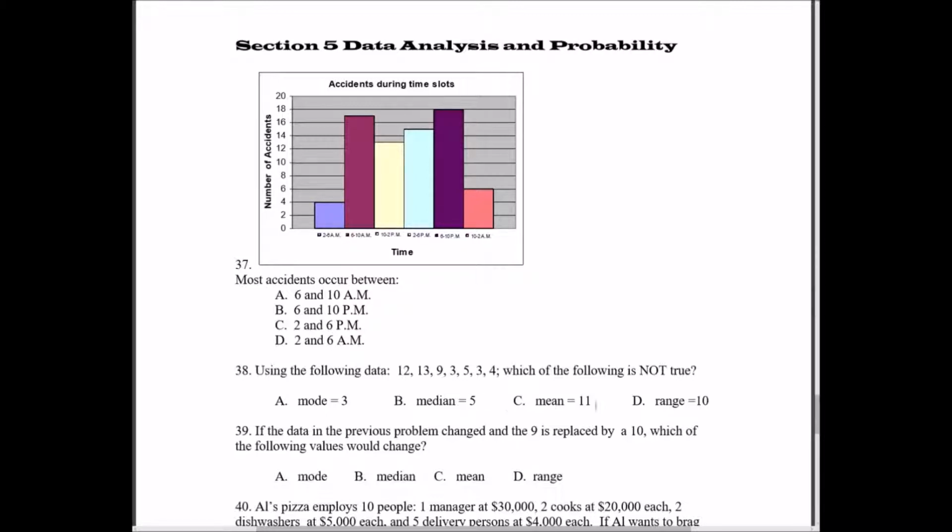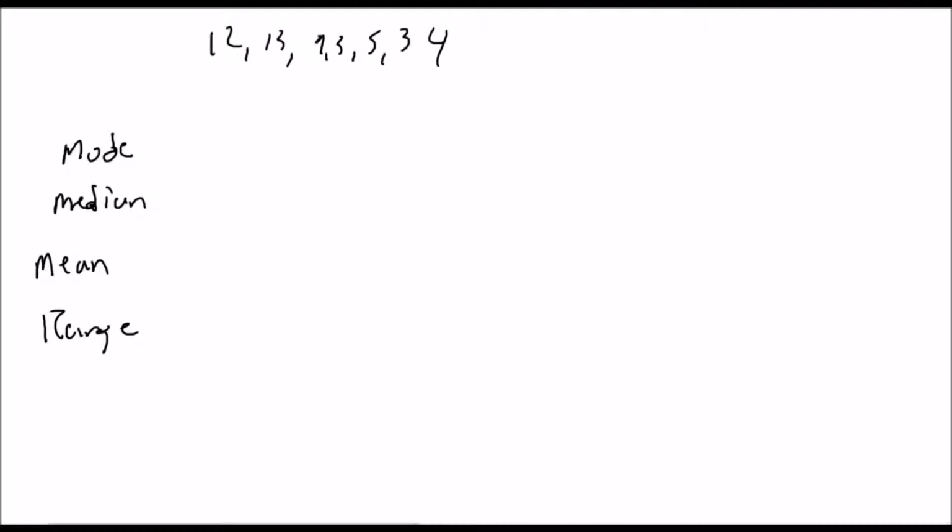Well, first thing I'm going to do is rewrite these in ascending order, just to help me keep track of where I am, what I'm doing. And we have 3, 3, 4, 5, 9, 12, 13. Our mode is the number that repeats the most often, and that is 3. Our median, the number in the middle, I'm going to cross out 2 at a time to get there a little quicker. That's 5.